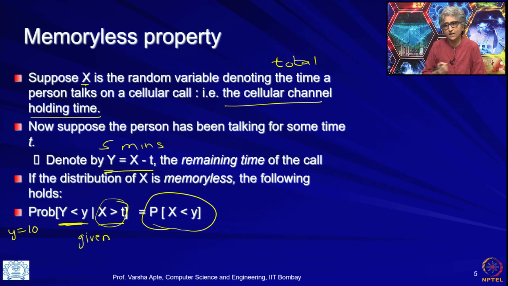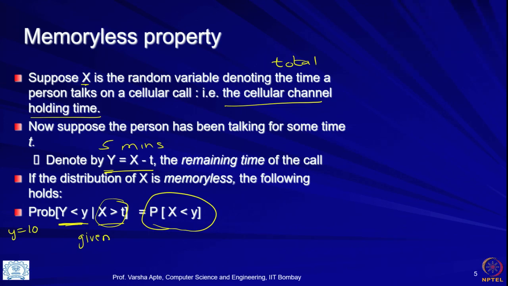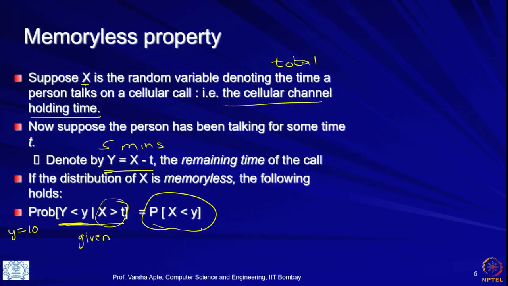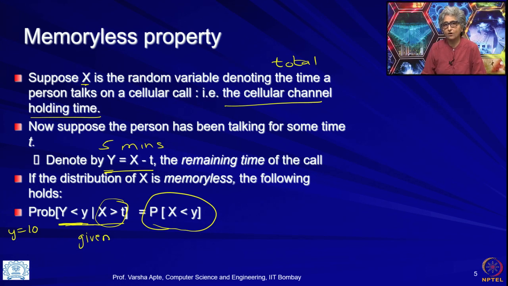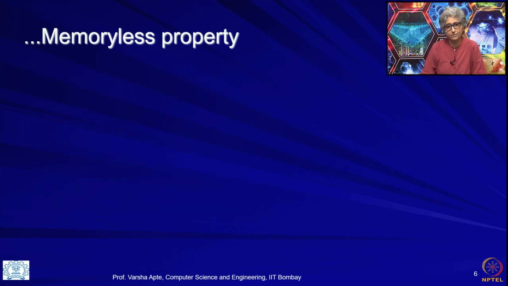That 5 minutes is like it didn't even happen. It's as if the call just started. And asking this question is the same as asking whether the call duration is 10 minutes. So it's as if you forgot, as if at any time when you are observing the call, you can just forget how much time has elapsed, and the probability of the remaining time is the same. So that is what makes it memoryless.